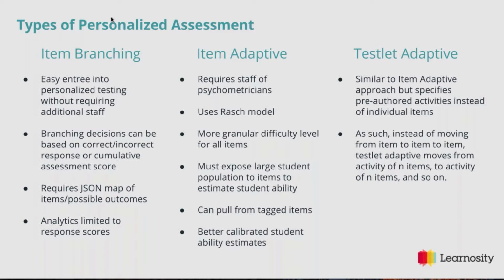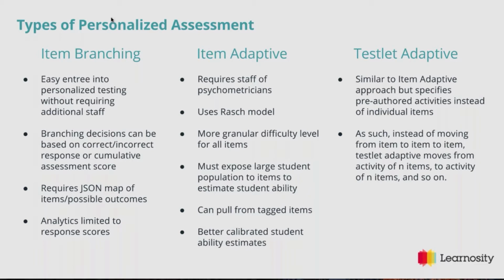You can pull the content for the assessment from tags. So you can tag using required tags, where any item delivered to the assessment must have that tag. You can exclude items from a pool based on a tag. The algorithm will automatically exclude items that the student has already seen. And you can configure a lot of this as we get further into the presentation. You'll see some of the code examples that will show how that's configured. And of course, the item adaptive obviously ends up with a better calibrated result than the item branching.